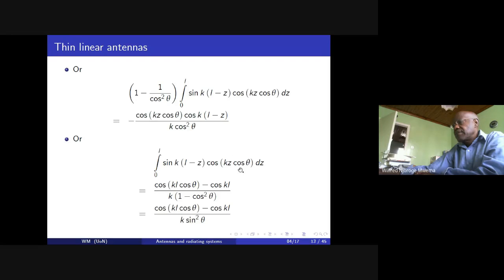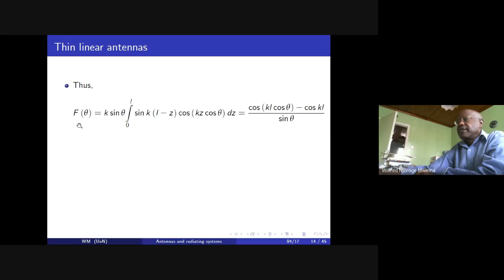Or in other words, that is going to be given by the cosine of kL cos theta minus cos kL over k sine theta squared, where we are using the 1 minus cos squared theta as the sine squared of theta. And thus, you can see that the angle factor, or it's called the element or the antenna factor F of theta, is going to be given by k sine theta times the integral of that equation there, and we get a value of cos(kL cos theta) minus cos kL over sine theta. That is important to hold on to.